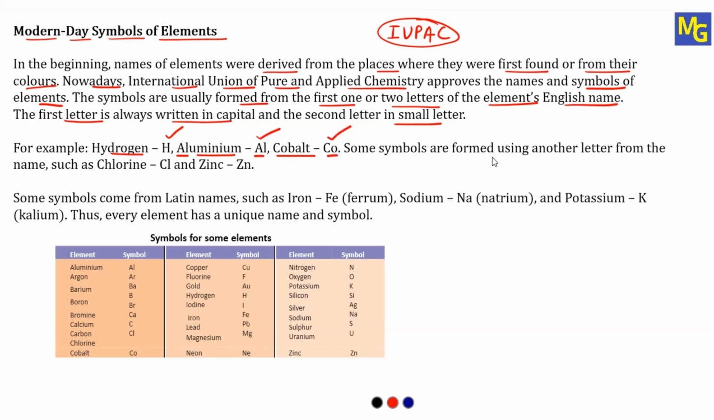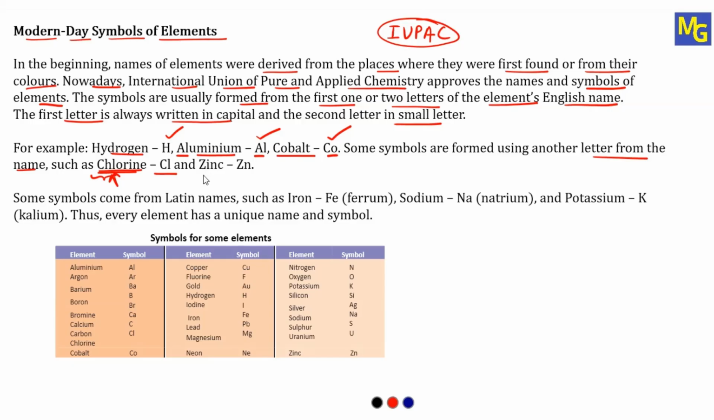Some symbols are formed using another letter from the name, such as chlorine. So there are some elements where we are not using the starting two letters. We are using the first letter and the second letter is from in between the name. For example, chlorine, C-H-L-O-R-I-N-E. The first two letters are C and H, but we are not using C and H. We are going to use C and L. The first letter is C and L we are taking from the third place. So this is the method. C should be capital, L should be small.